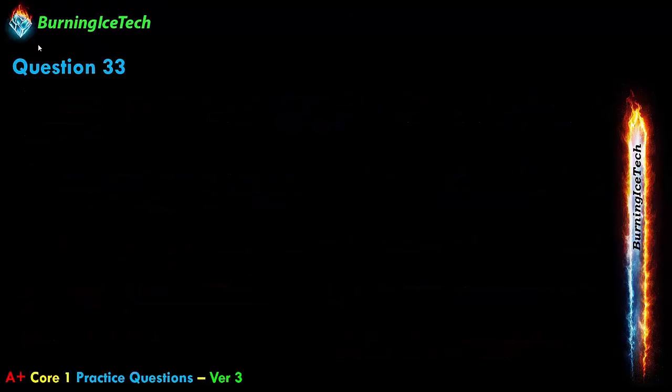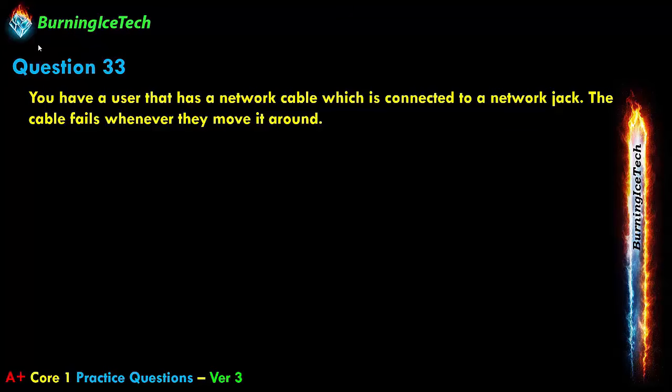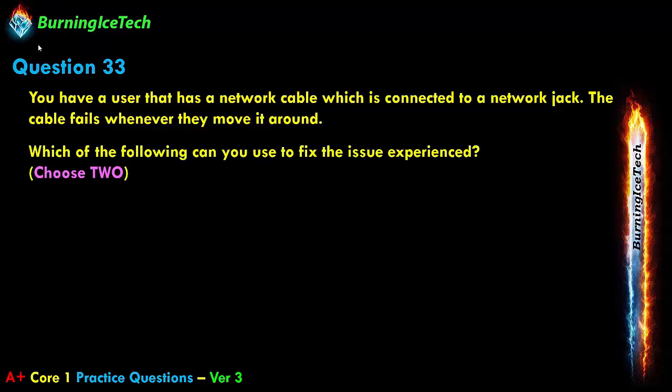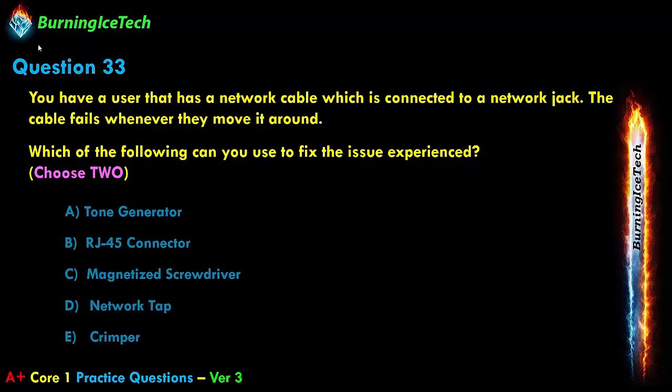Question 53. You have a user that has a network cable which is connected to a network jack. The cable fails whenever they move it around. Okay, so it's working, but whenever someone touches it or moves it, then, well, it doesn't want to work. Which of the following can you use to fix this issue which is being experienced? Now, I'm throwing you guys a bit of a curveball here again. I'm asking for 2 answers.